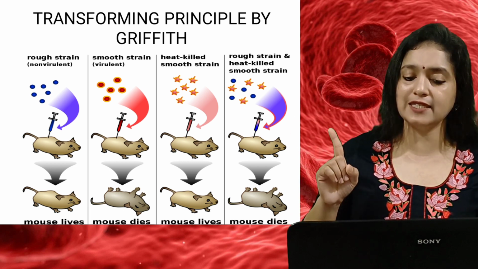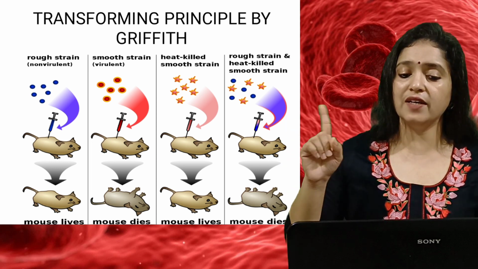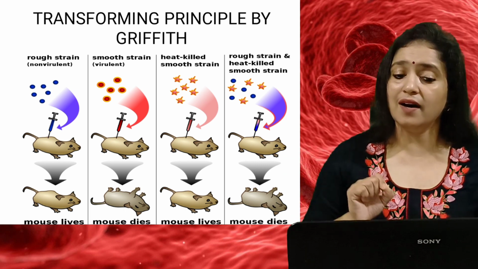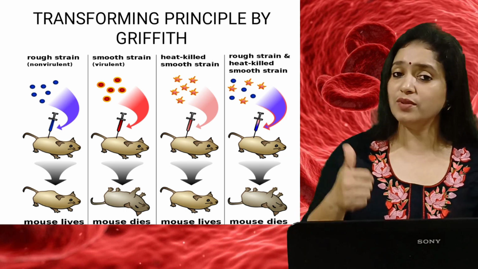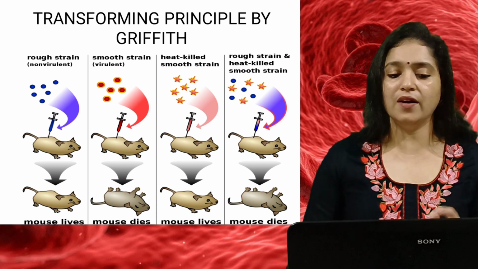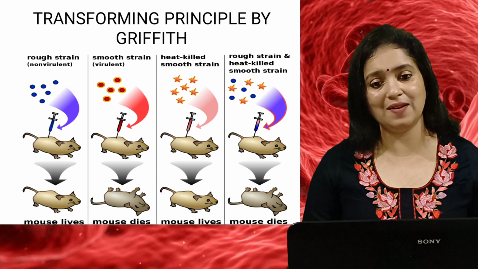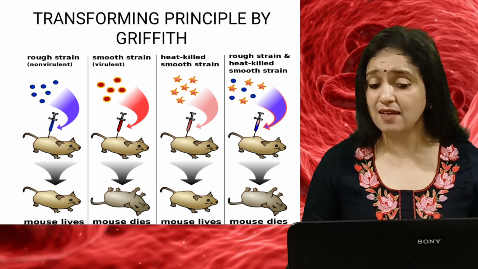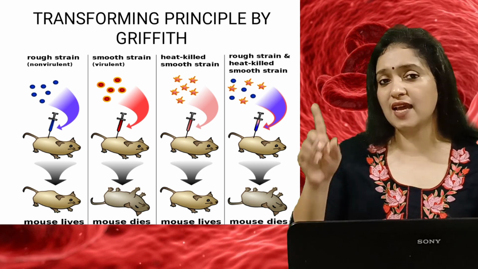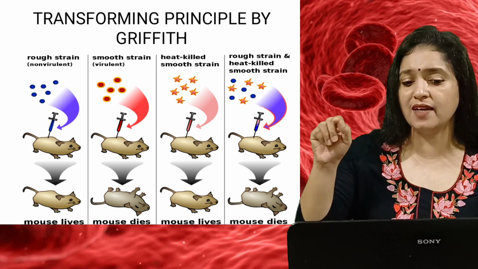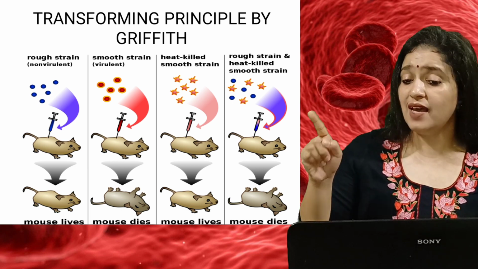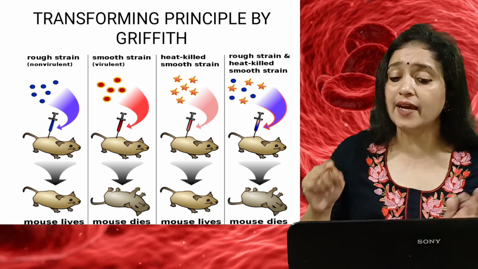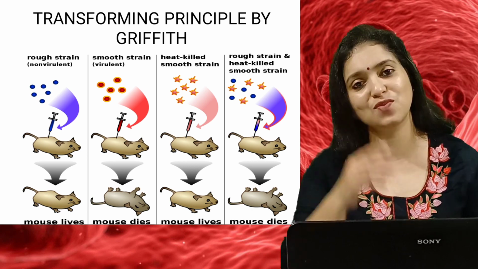how the mouse is living, how the mouse is dying when different strains of the bacterium Streptococcus pneumoniae are applied or injected into this mouse. Do study this experiment very well. Okay, so the rough strain is there, the smooth strain is there, the heat killed smooth strain is there. And what changes happen whenever these different strains are injected into the mice, you can see here. And at last, rough strain and heat killed smooth strain are injected together. At that time also, what happens explains the transforming principle.